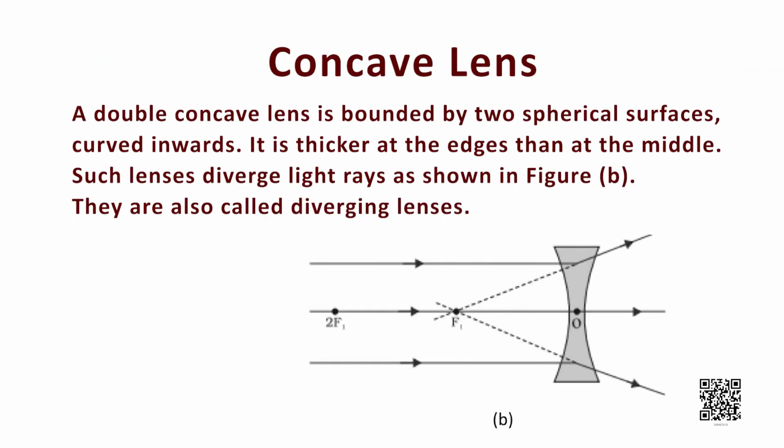Similarly, a double concave lens is bounded by two spherical surfaces curved inwards. It is thicker at the edges than at the middle. Such lenses diverge light rays as shown in figure B. So, they are called diverging lenses. A double concave lens is simply referred to as concave lens.